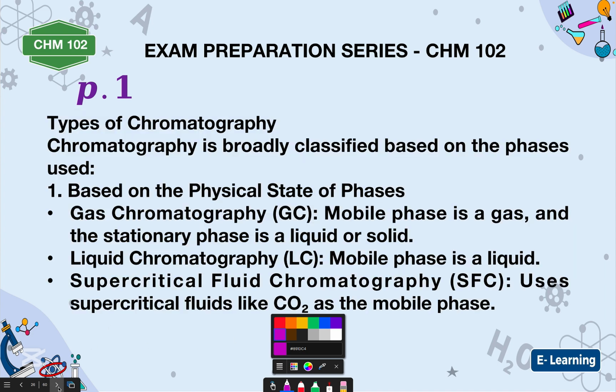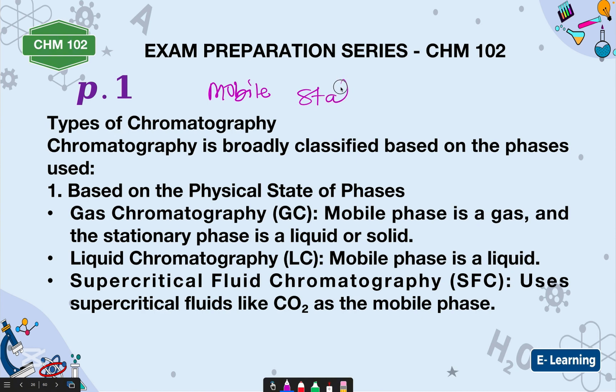Now let us look at the types of chromatography briefly. All these ones are potential questions that will be given to you. Chromatography is broadly classified based on the phases used. Are you getting it? And we have classification based on various criteria. Based on the physical state of the phase, we have gas chromatography, liquid chromatography, and supercritical fluid chromatography. Like we said, every chromatographic experiment has a mobile phase and what? A stationary phase.